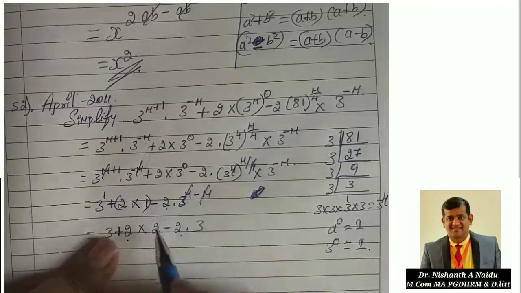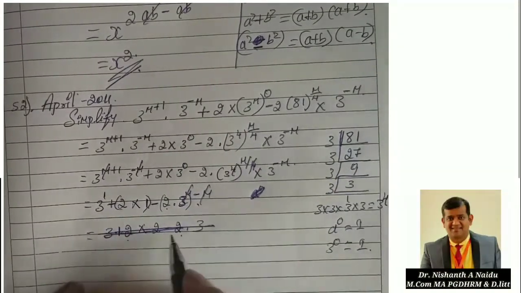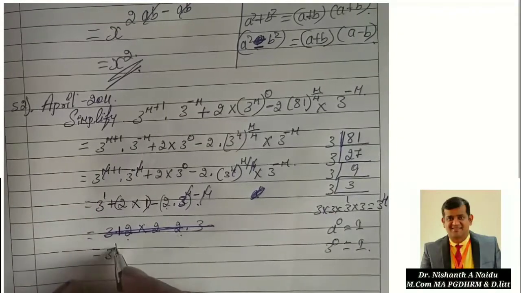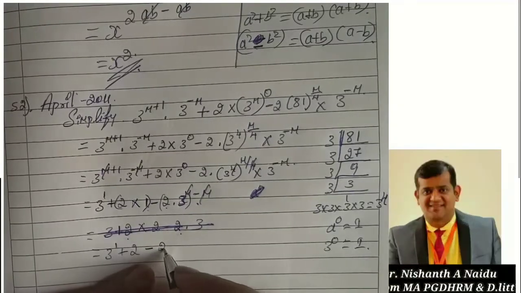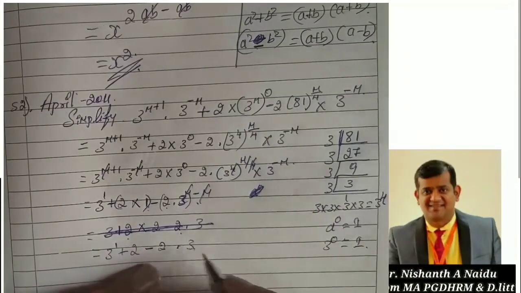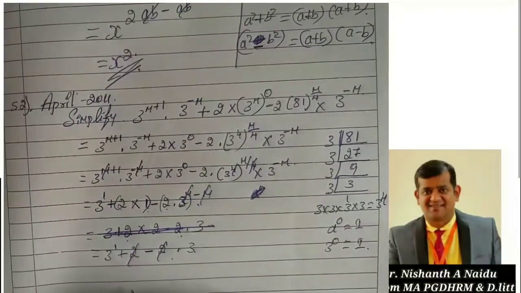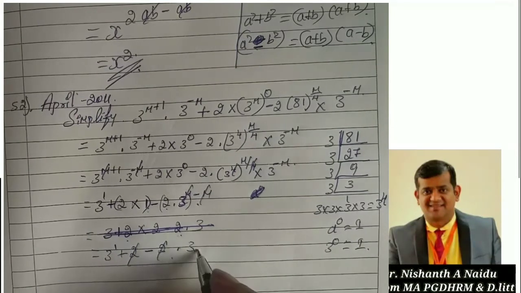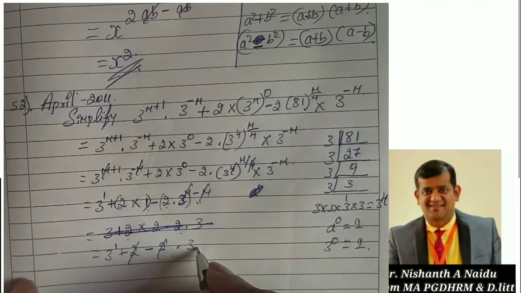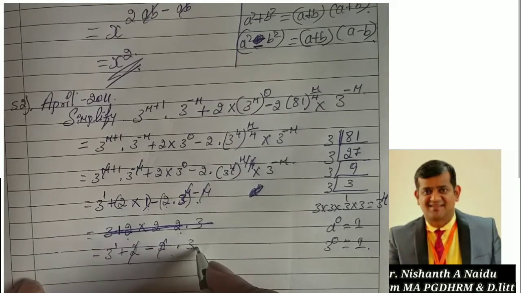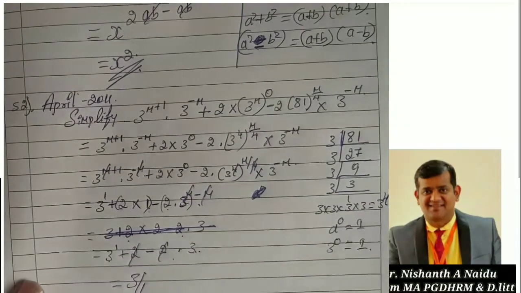What I have to do is like this: 2 into 3. That is how it works. Till here it is correct. In the next step, 3 to the power of 1, plus 2 ones are 2, minus 2 into 3. Now here plus 2 minus 2 get cancelled. So 3 is left out. So the ultimate answer is 3 ones are 3, so the answer is 3.